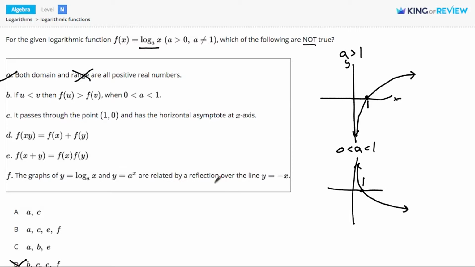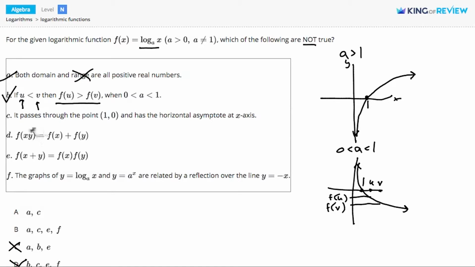Well, let's see here. If we have two numbers u and v, u is smaller than v, so maybe here's u and here's v, just picking 2 points on the x-axis, then this statement claims f of u is greater than f of v. Well, f of u is up here, and f of v is down here, so that does seem to be the case. Since a is between 0 and 1, the graph is decreasing, so B is correct, which means B should not be part of our solution.